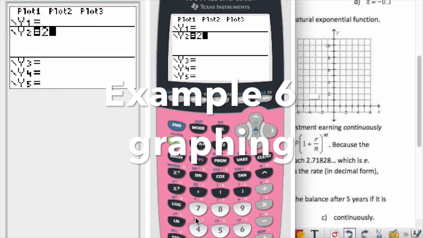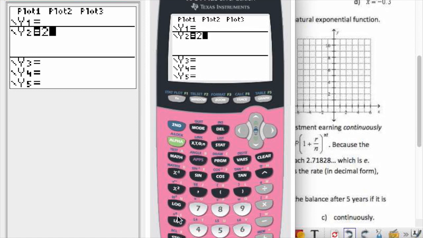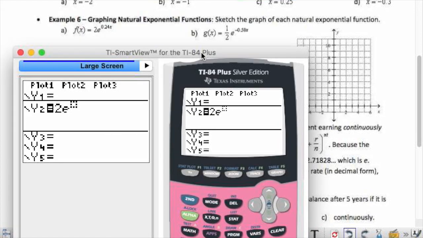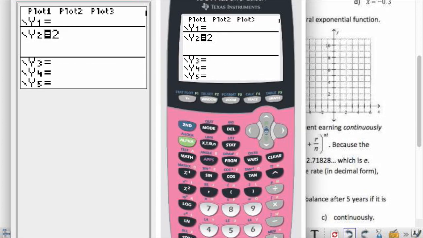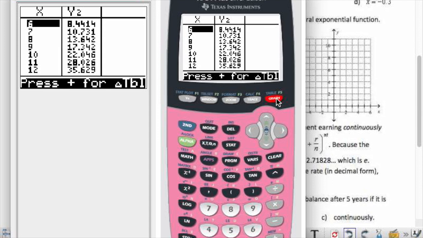So you're going to do 2, and then your e is actually down here on the natural log, because e and natural log are inverses of one another, so they share a button. So you'll press second and the natural log button to get your e, and then we're raising that to the 0.24x. And then we're just going to go to the table and grab our values.